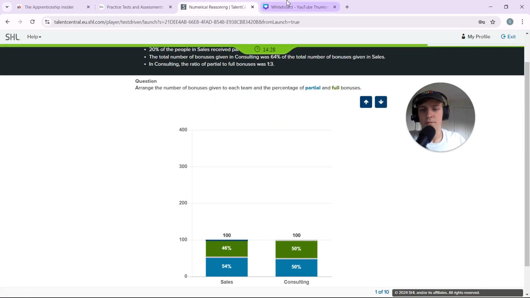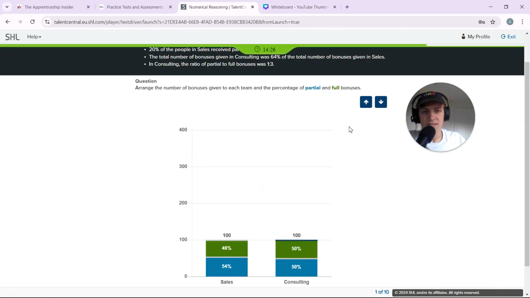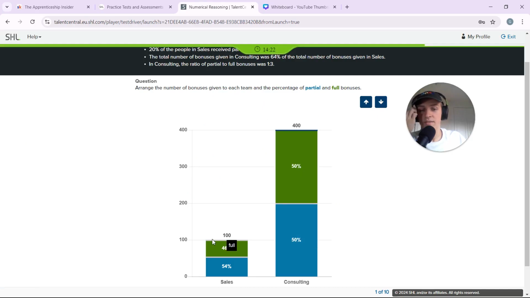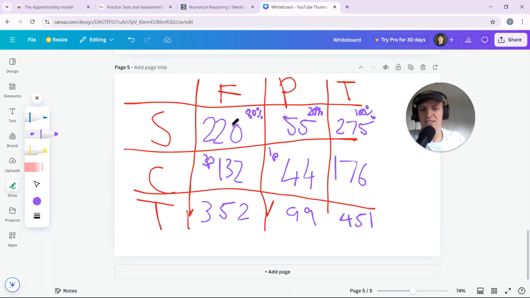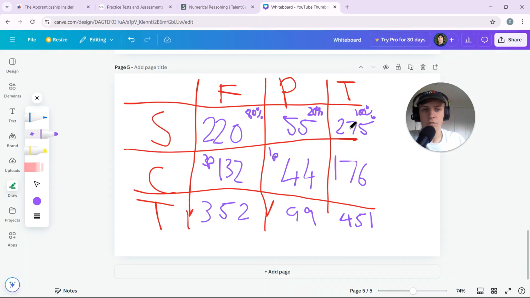But essentially here, I would then move that sales one up to 275, move the consulting one up to 176, which, yeah, it wants to go 100 or 400, which, okay, fair enough, whatever. And then you look at the percentages. And this is where you don't want to just put in 220 and 55, because that's not possible. It's asking for percentages. So you then do the percentage of this. Okay, so you do 220 over 275, times 100 is 80%, 20%.